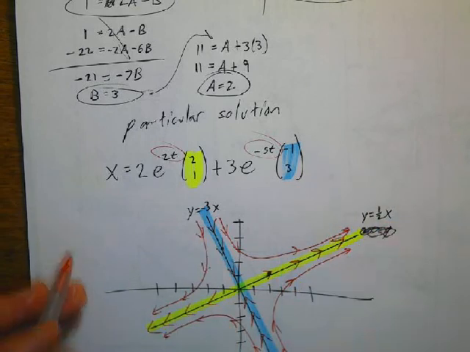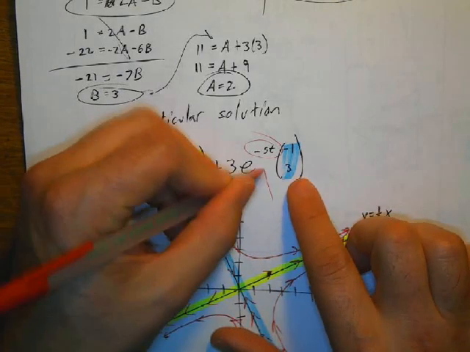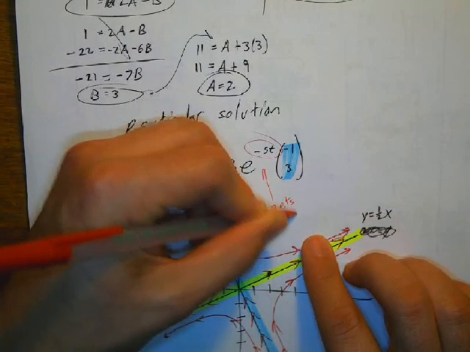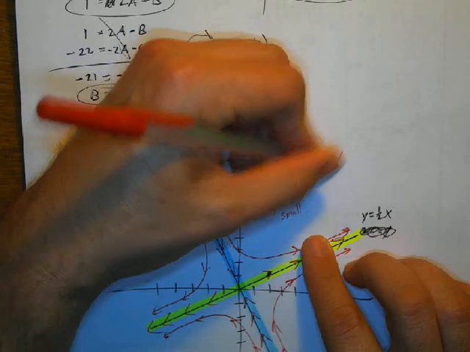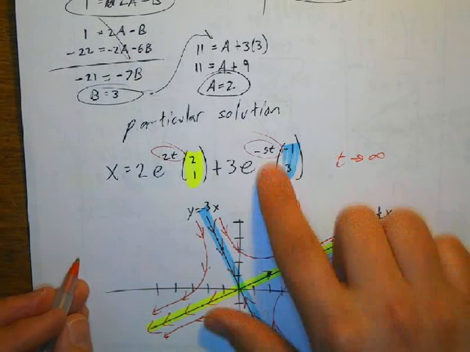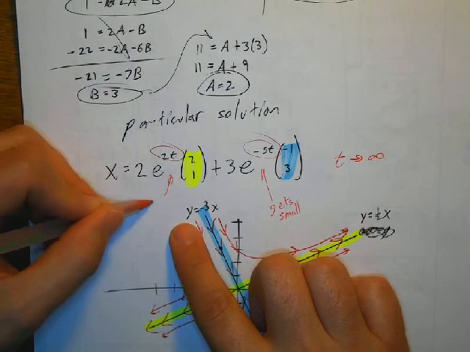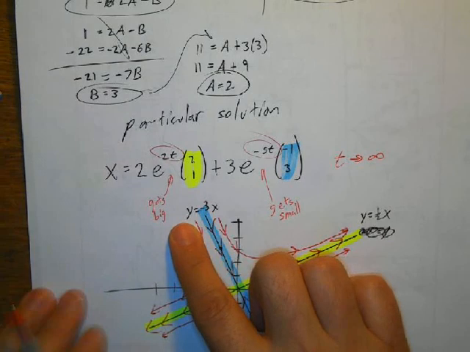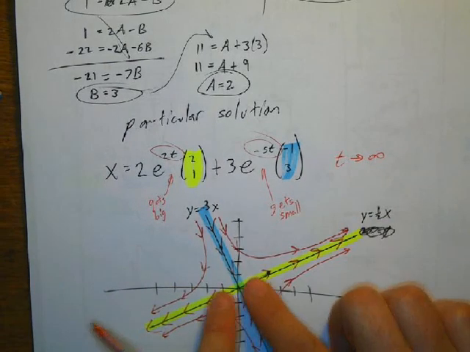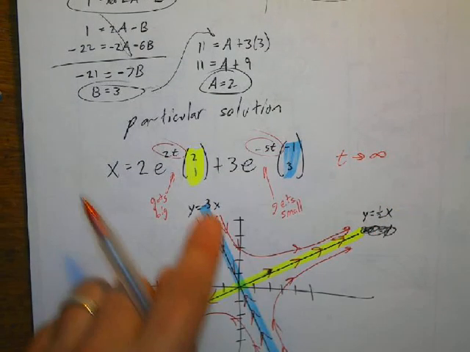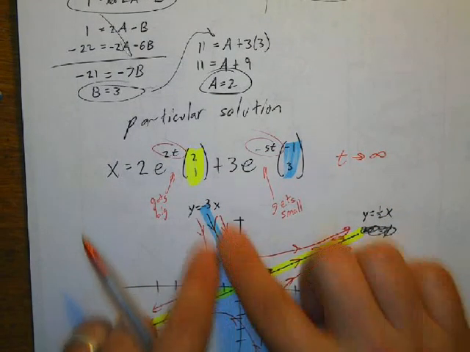And notice this gets small as t goes to infinity. This gets small and this gets big. So if this is getting big, I'm going away from the origin. If this gets small, we're going towards the origin, and then it helps me draw my arrows.